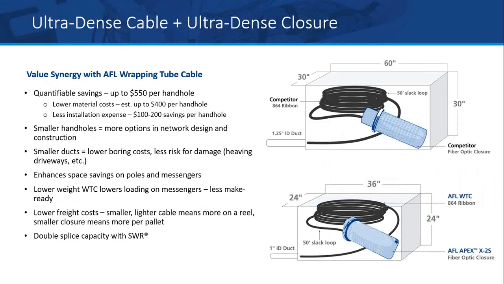And I mentioned a little bit about the smaller size of wrapping tube cable and the advantages there. The freight costs: wider cable means more on a reel, less trucks. A smaller closure means more on a pallet, again, less trucks. So again, there's a building, snowballing value prop as you add all this stuff together.